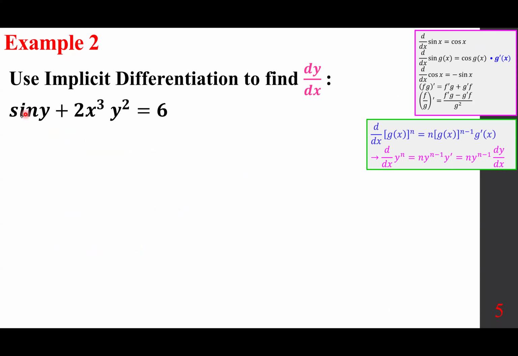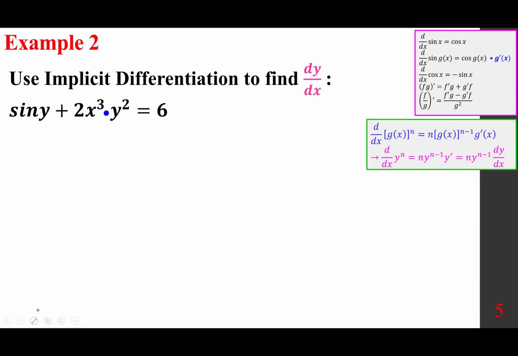We want to differentiate this, and again, implicit differentiation. Sine y plus 2x cubed y squared equals 6. So the way we differentiated, we noticed that this is a product of two pieces. We put a raised dot there.